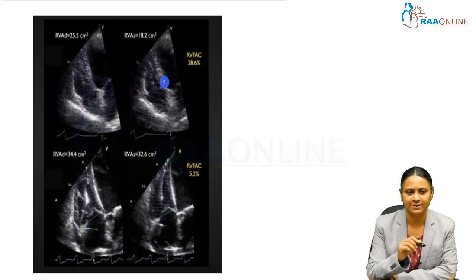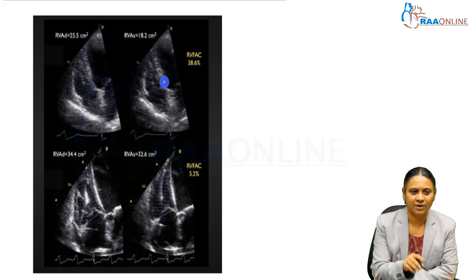One should be present. So fractional area change of the RV, which is a quantitative measurement by echo, we can see during diastole to systole how much it changes: 28%. So fractional area change less than 33% is a major criteria.